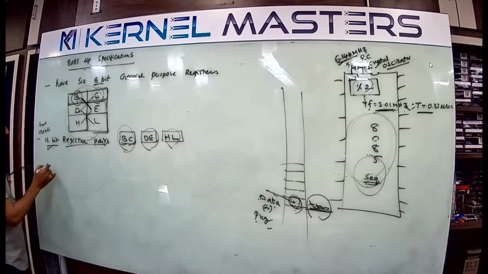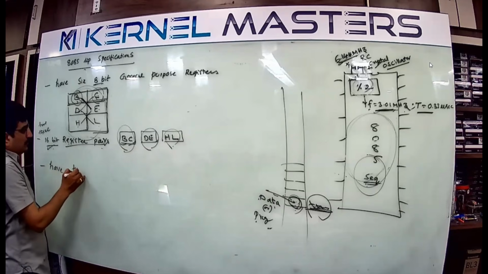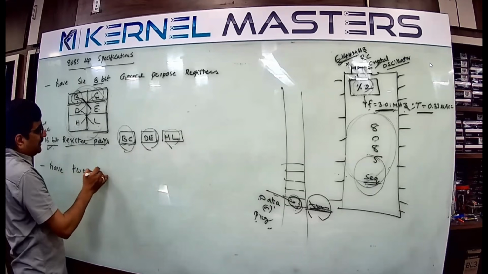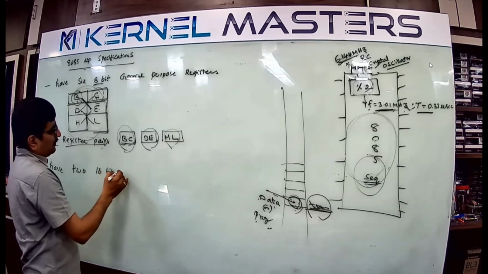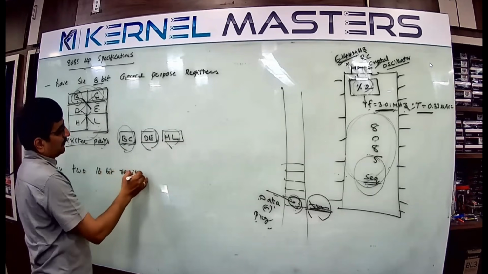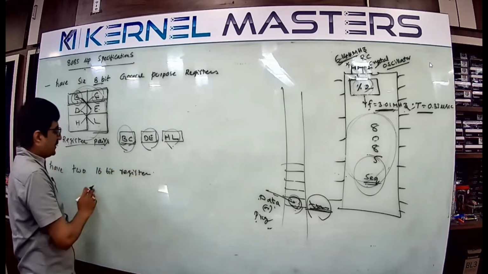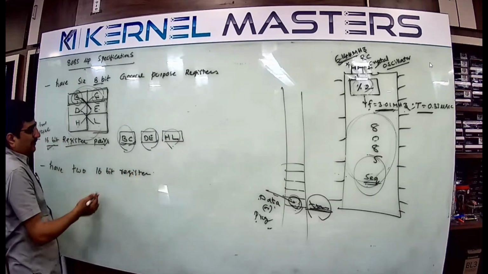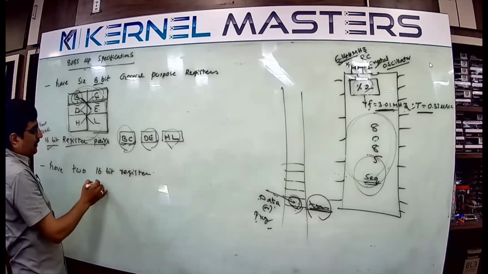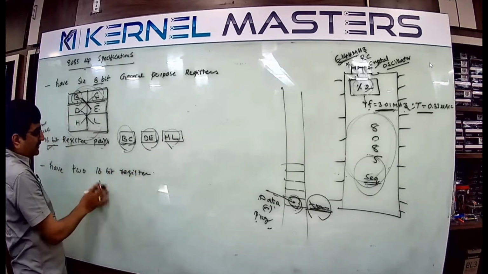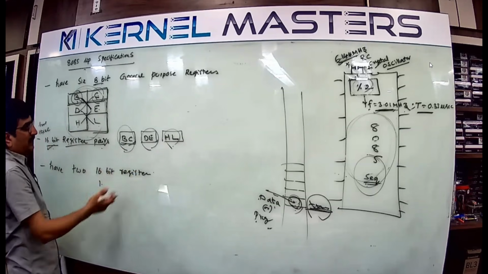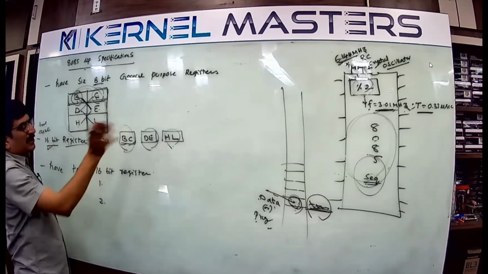And one more thing: the 8085 microprocessor has two 16-bit registers. They are special purpose registers only. These two 16-bit registers are not general purpose. They are special purpose, whereas in a general purpose register you can store anything, no matter what.